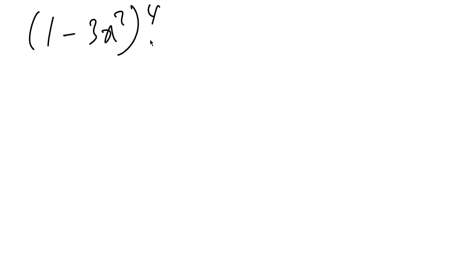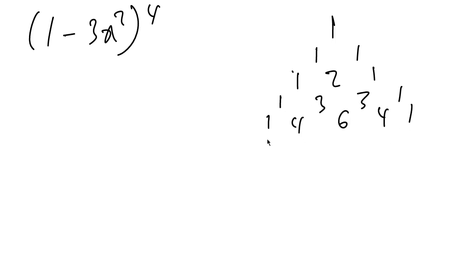I want you to use Pascal's triangle to get the terms of this expansion. Please do that. Have you paused the video? Right. So from Pascal's triangle, we have 1 1, we have 1 2 1, we have 1 3 3 1, we have 1 4 6 4 1. Are you following? So what we are concentrating on is here.